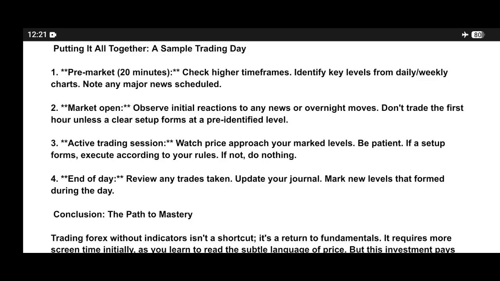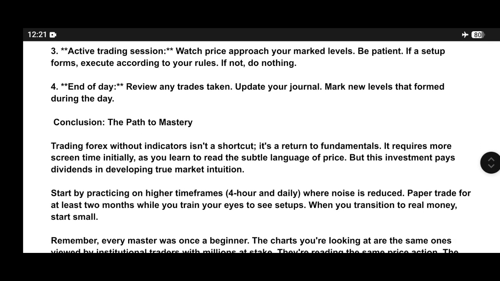Then overview it and know what you did right and what you did wrong, and work on them for the next day's trade. Then in conclusion, the path to mastery. Trading forex without indicators isn't a shortcut. It is a return to fundamentals. It requires more screen time as you learn to read the subtle language of the price. But this investment pays dividends in developing true market intuition.